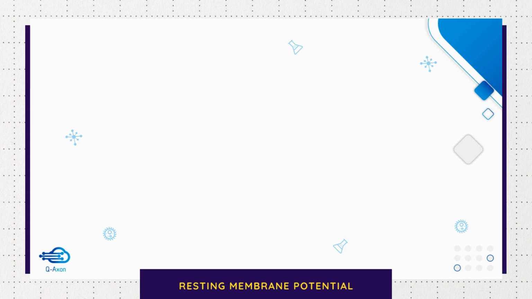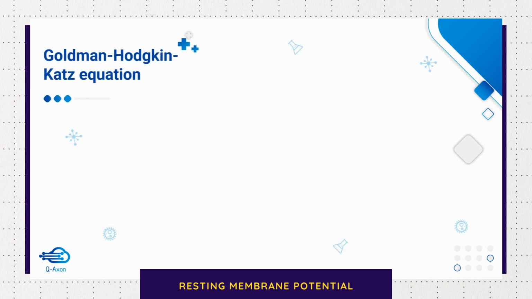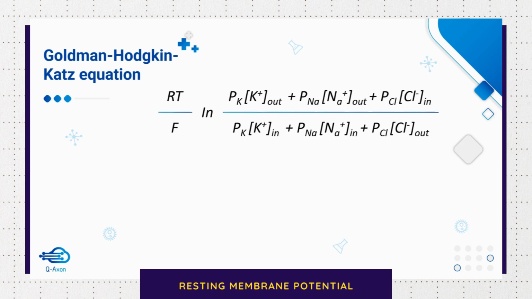So for determining resting membrane potential, we use another equation, that is the Goldman-Hodgkin-Katz equation, and this is the equation. Now it looks very complicated, isn't it? But you see, it's just an extension of the Nernst equation. You see this part. This is what? This is nothing but the Nernst equation when we are considering a single ion.